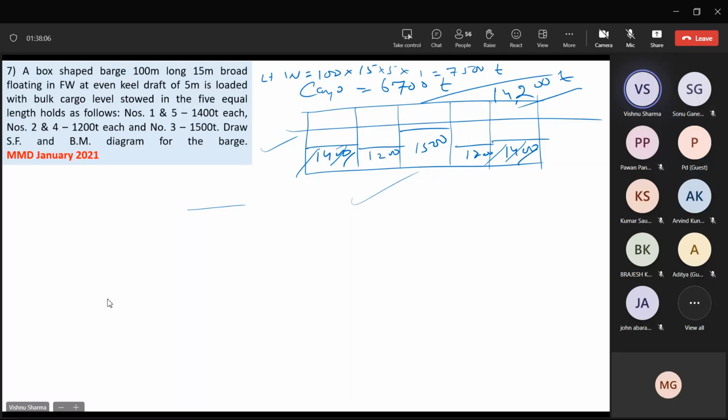Read the question, read it loudly, let me hear. A box shaped barge 100 meter long, 15 meter broad, floating in fresh water at an even keel draft of 5 meter is loaded with bulk cargo level stowed in the 5 equal holds.